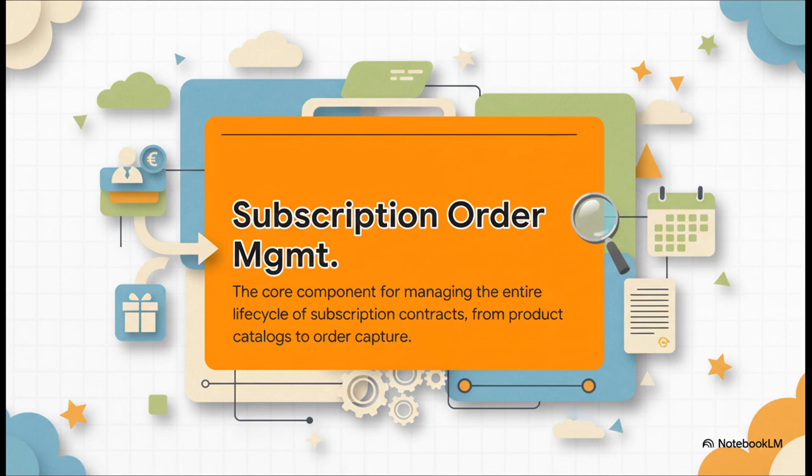This whole journey has to start somewhere, and it starts with a component called Subscription Order Management, or SOM for short. Just think of it as the front door for any subscription business. It's the place where you define everything you're selling, you capture the customer's order, and you basically lay all the groundwork for that long-term agreement. It is, without a doubt, the official start of the customer relationship.